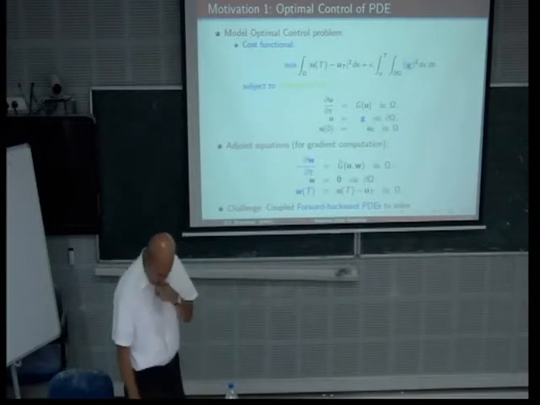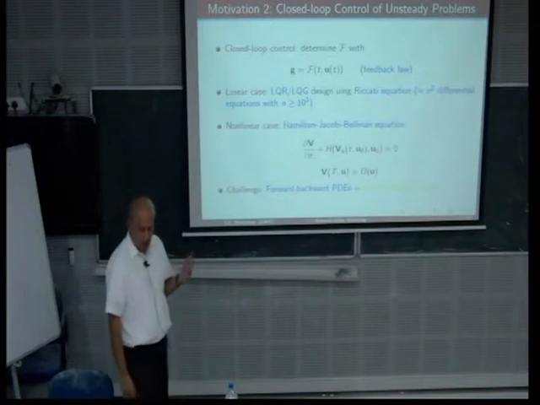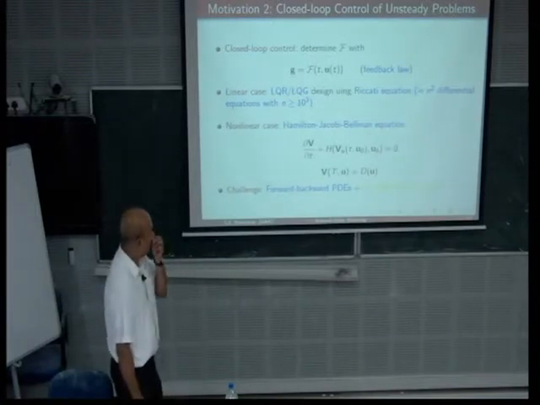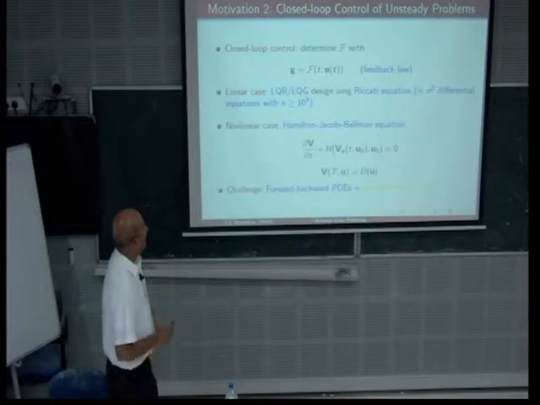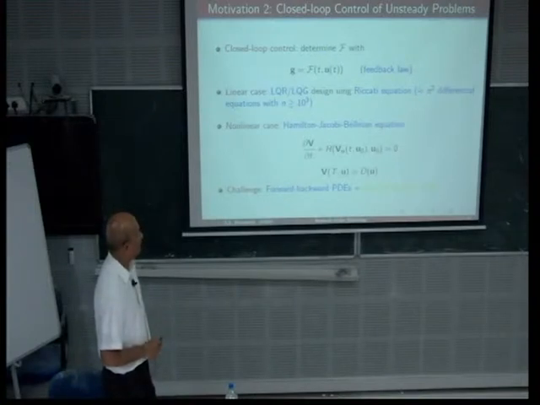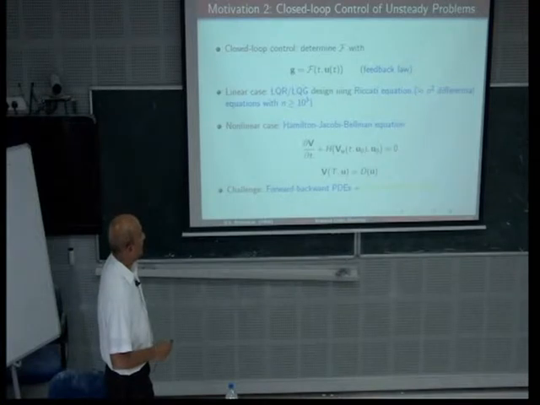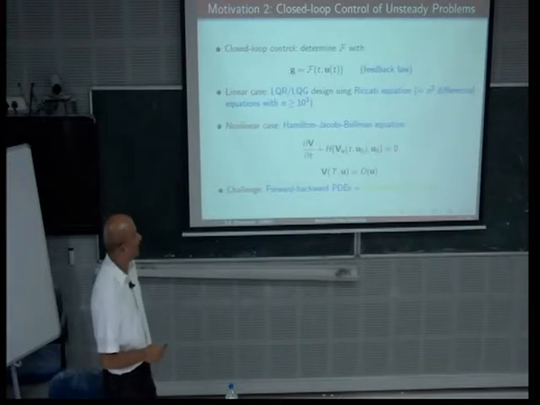So let's look at one more, or maybe a couple more: closed loop feedback control problems with unsteady state. As I said, if you have a feedback control problem, then you have a feedback law, right? Like this. In the linear case, to compute this feedback law, you have to solve either using LQR or LQG, linear quadratic regulator, and this formulation requires the Riccati equation to be solved. That is an n squared differential equation.